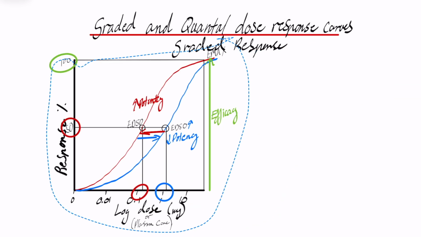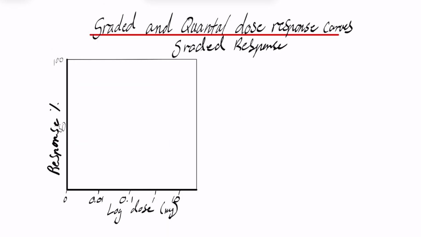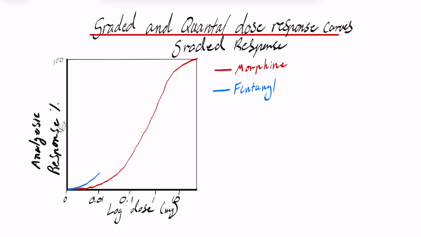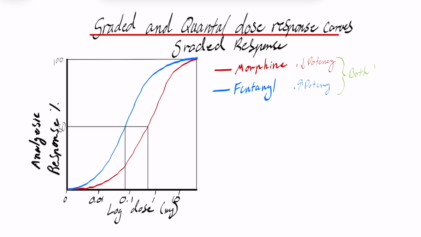So a classic way you might be asked about this is when discussing opioids. And the response would represent analgesic response on our y-axis. And if we were to graph morphine and fentanyl, which are both full agonists, you would see that fentanyl, which is more potent than morphine, sits to the left on this graph, while morphine sits to the right, meaning that you need a higher dose of morphine to achieve the same effect as fentanyl. But both can achieve 100% effect because they're both full agonists.